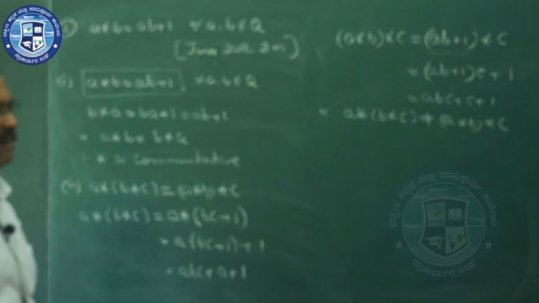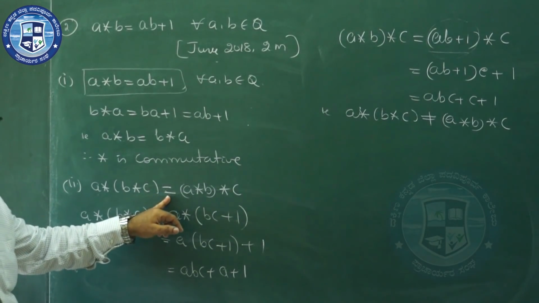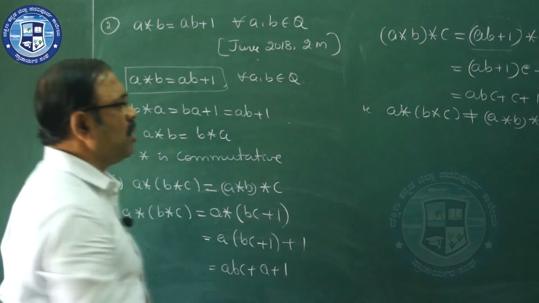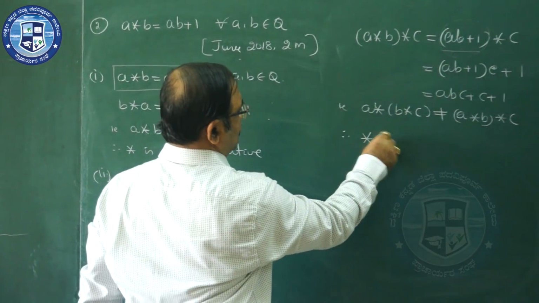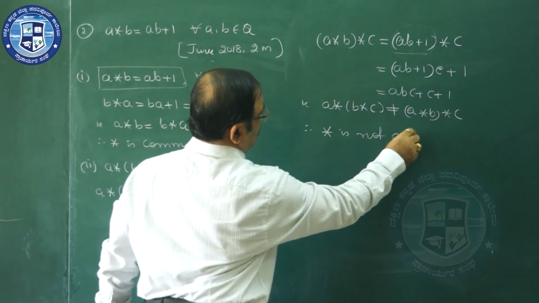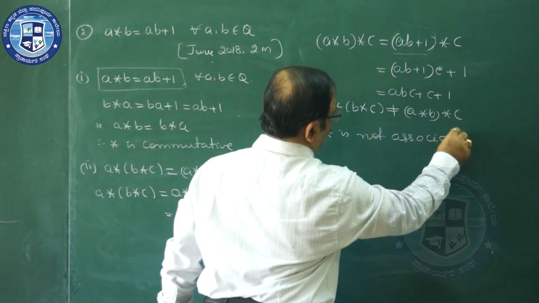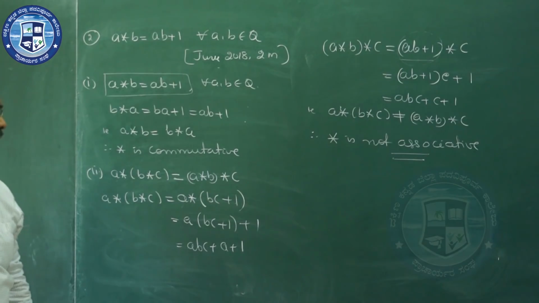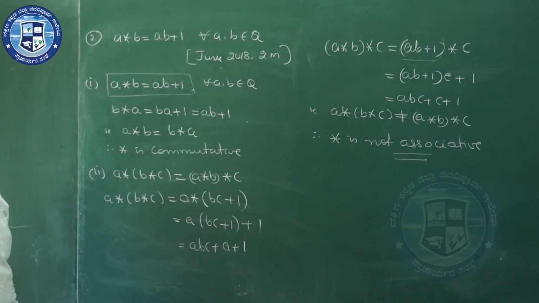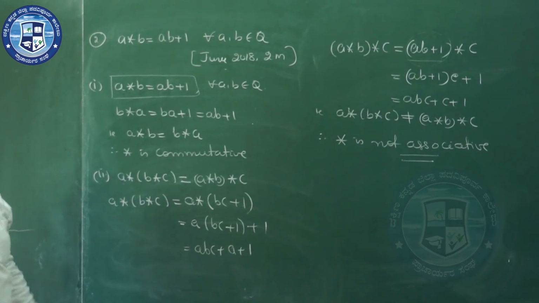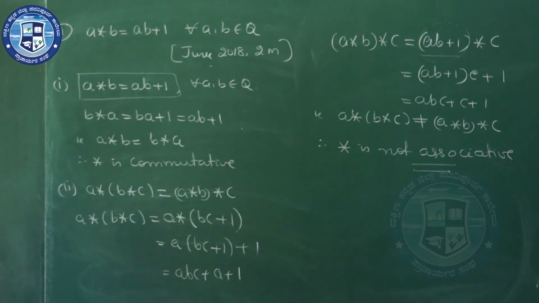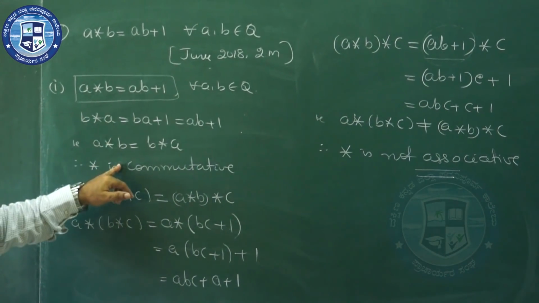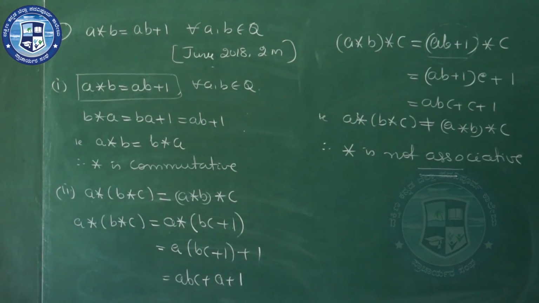So they are not equal. Equal means associative, but they are not equal. Therefore, star is not associative. Star is not associative. Okay, so we have A star B given by AB plus 1. So in this case, star is commutative, but star is not associative.